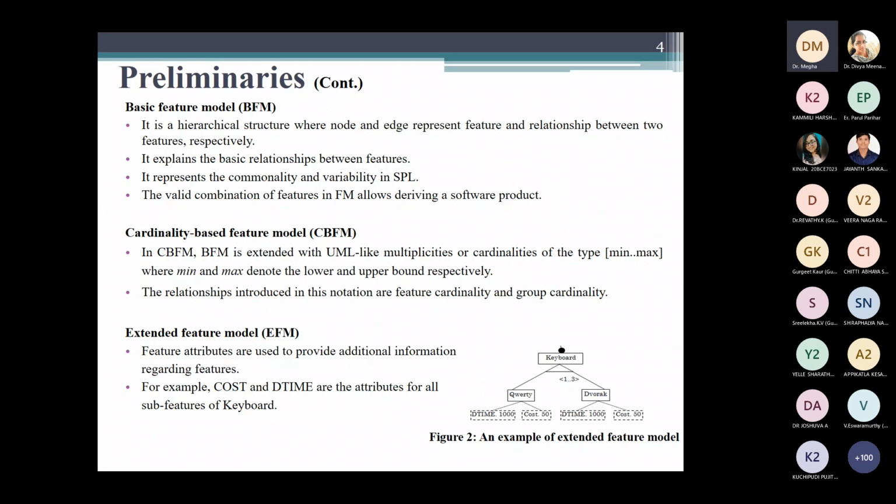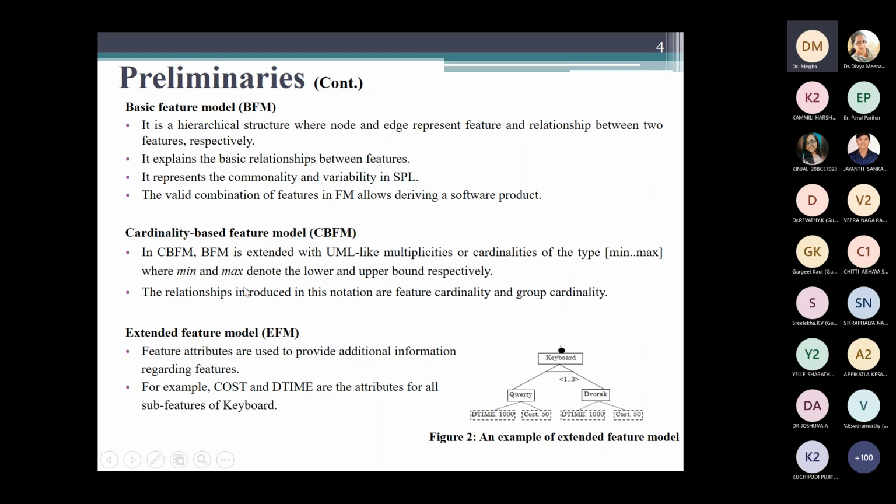Now, after that, the valid combination of features in feature models allows us to derive a software product. This is one type of feature model that we have. Another type of feature model is the cardinality-based feature model. When I say cardinality, obviously the concept of UML comes to mind. In a cardinality-based feature model, the basic feature model is extended with UML-like multiplicities, or you can say cardinalities of the type min and max. Min and max represent the lower and upper bound respectively.